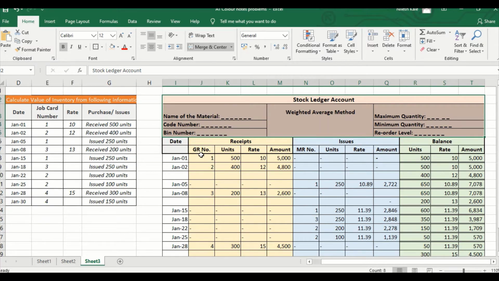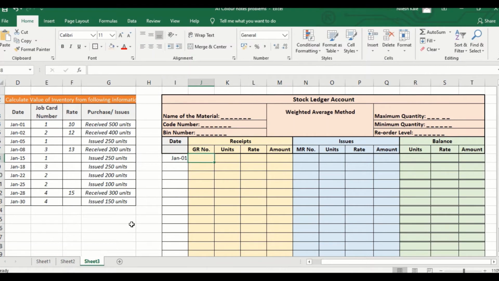GR is goods requisition number. MR is material requisition number. Receipts is a column where you have received goods from the supplier and those goods are recorded here. That is why we call it GR number, goods received number. And issues means you are issuing to the production house, and therefore from the production house you are actually receiving a material requisition, and therefore the material requisition number is written here in the issues column. And now you need not get confused between GR number and MR number, where to write.